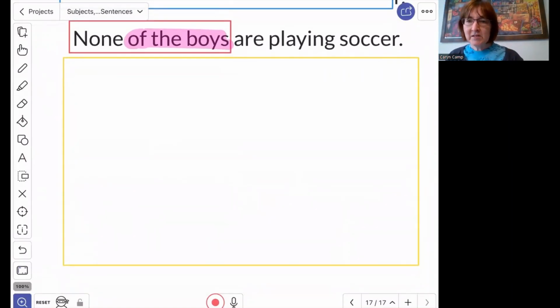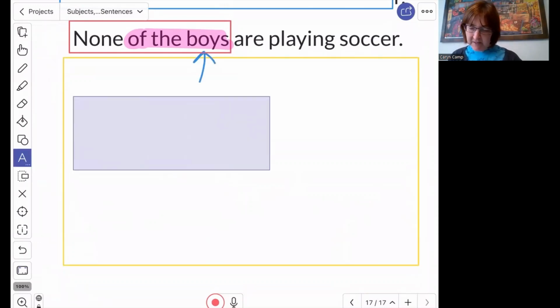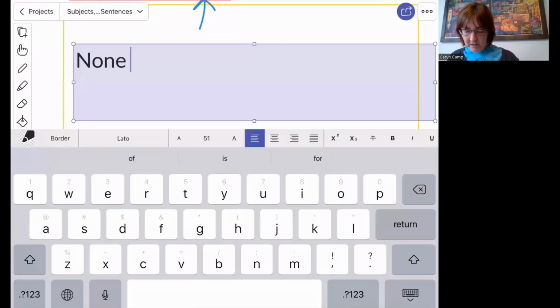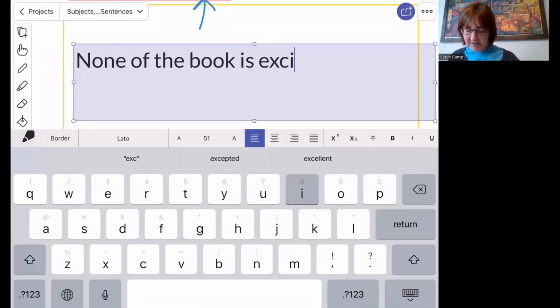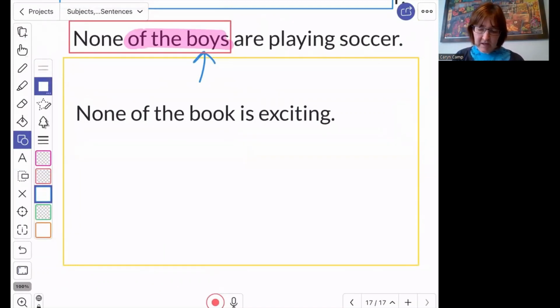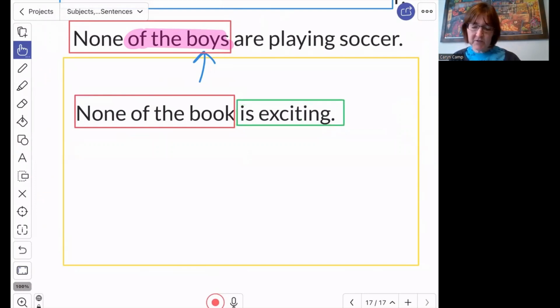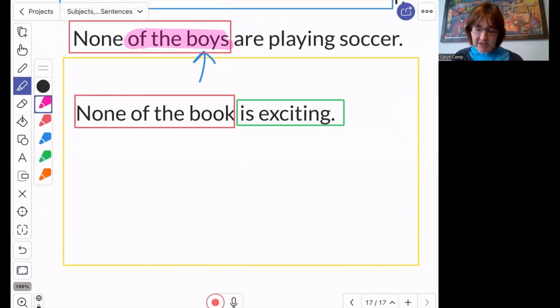If you use the word none, then it really is going to depend on this word right here, okay? If I wrote my sentence to be none of the book is exciting. Oh, that would be really sad, right? Here, let's find our complete subject: none of the book. And then our predicate is exciting. So we've used up all of our words. We can find our preposition of, we can find the whole rest of the prepositional phrase, okay?